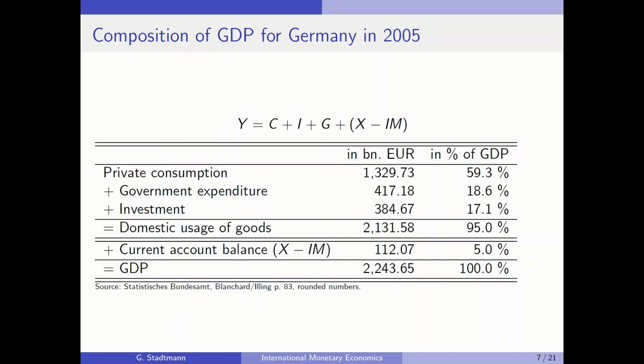The big question is, what does Germany get for these 5% of goods? What does Germany get for this current account balance? This is a very important question. It is the case that Germany is producing 100 goods and is only consuming the value of 95 goods.